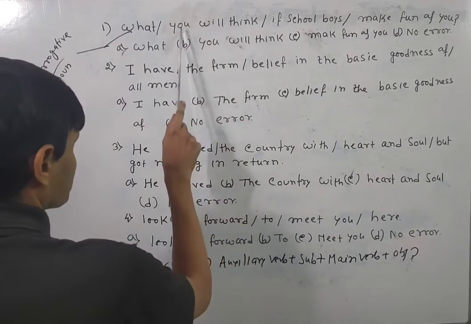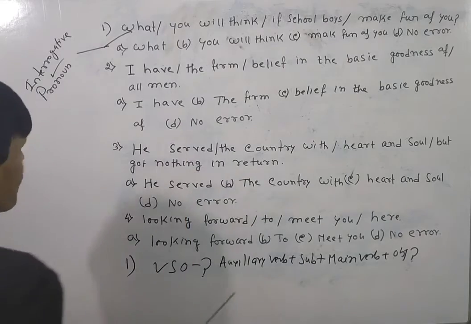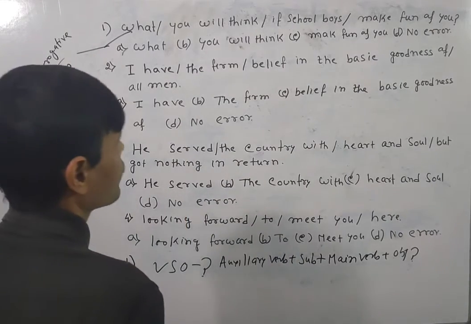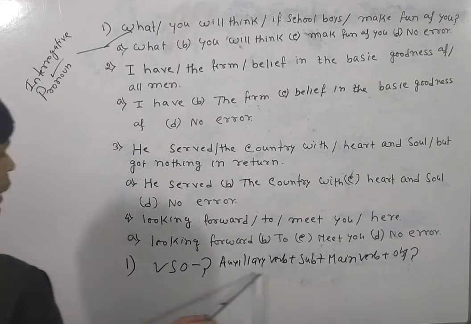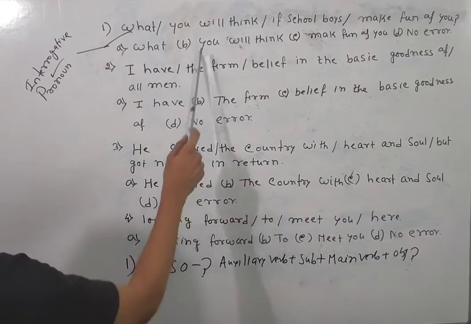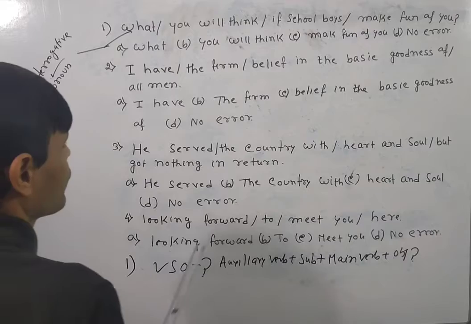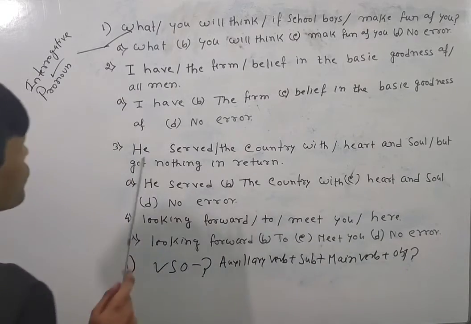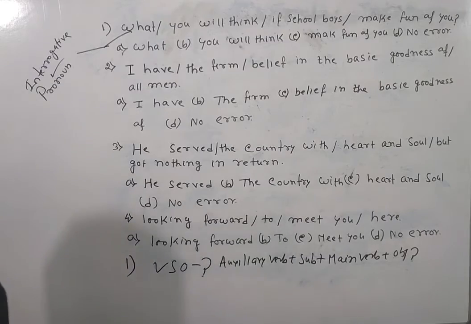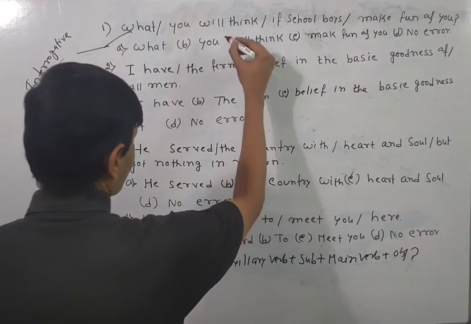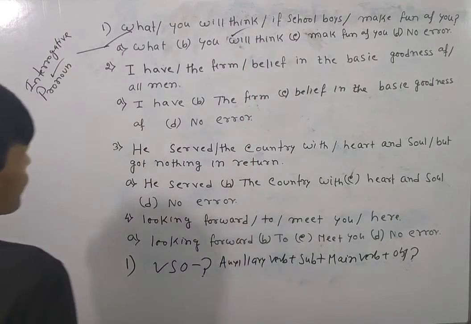We have written the subject first, at first we have written the subject, then we have written the auxiliary verb and verb, etc. But the exact order should be like this. Then here is the mistake. You will think, what should be the actual answer? What will you think if schoolboys make fun of you? So this is the actual answer, but here this is the actual error.